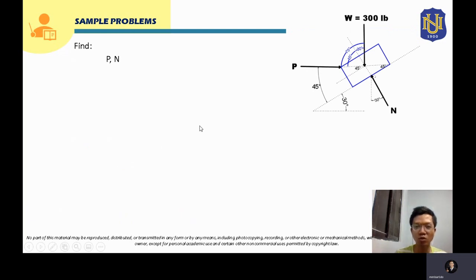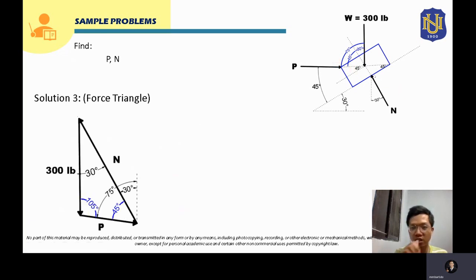Now we can also apply solution 3 for this. Since we have three forces in this concurrent force system, we can also use a force triangle here. So, redrawing our three concurrent forces into a triangle, we start with the 300 pound force.